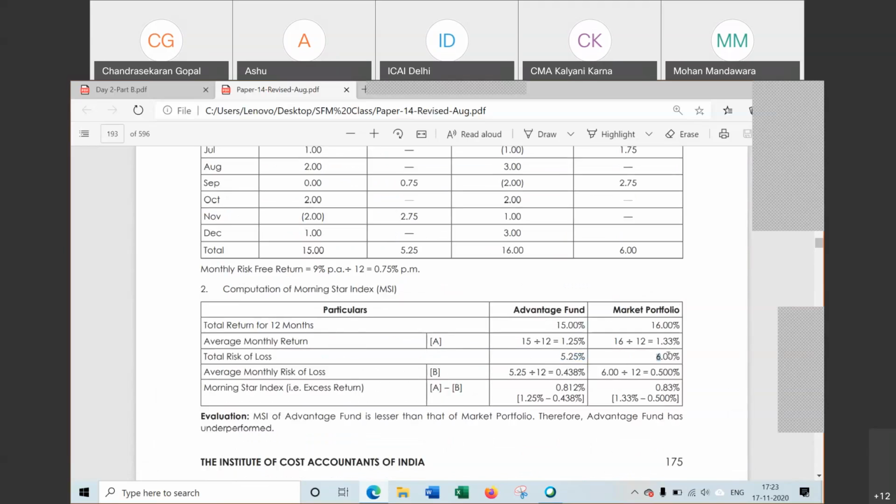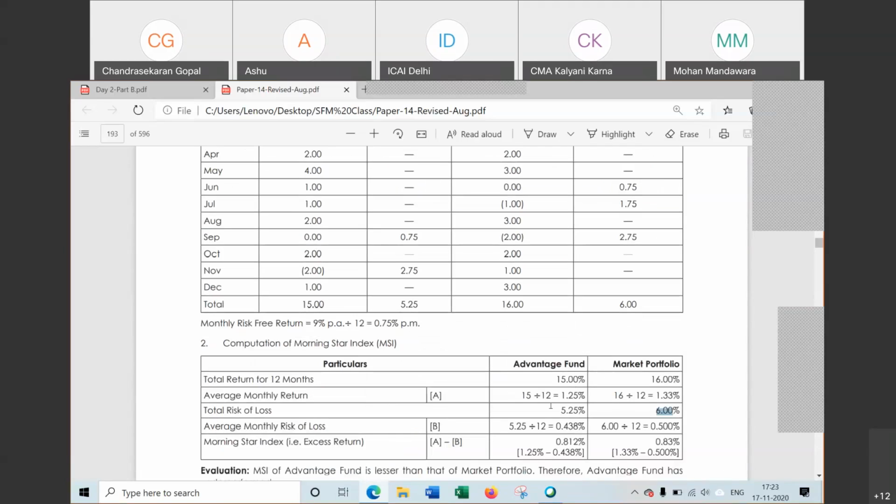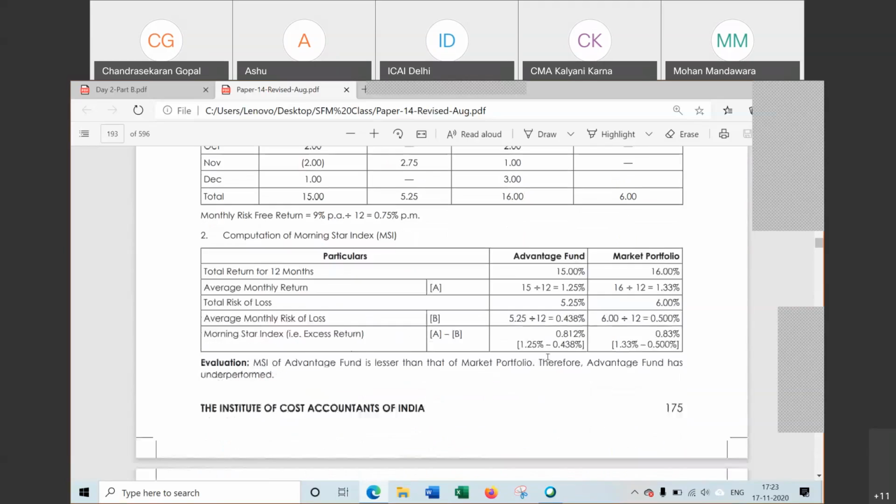Here 6%. Average monthly return, this is for 12 months. So for average monthly return it will be 15 divided by 12. Monthly risk of loss is 0.438, that is this divided by 12. Excess return. What is the excess return from this investment? Monthly return is 1.25 and loss is 0.438. So 1.25 minus this loss. The total return is 0.812.